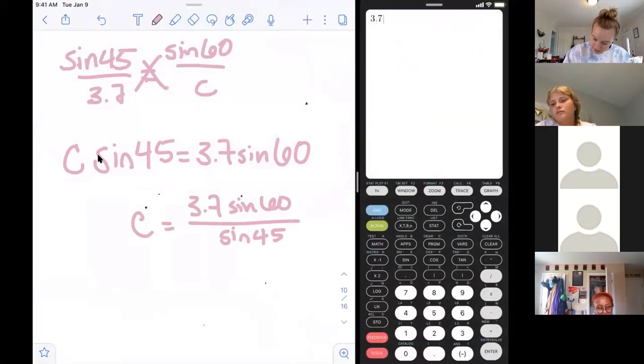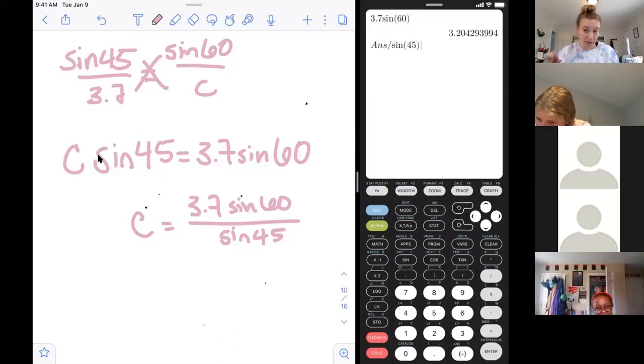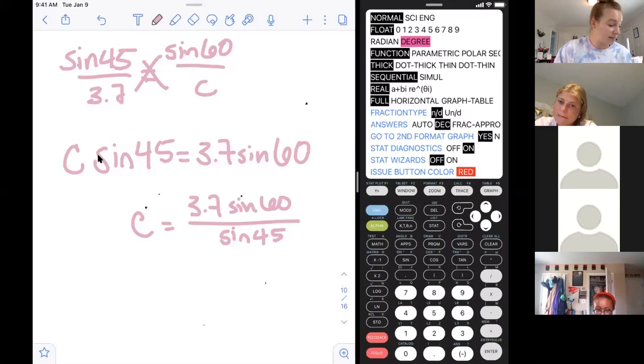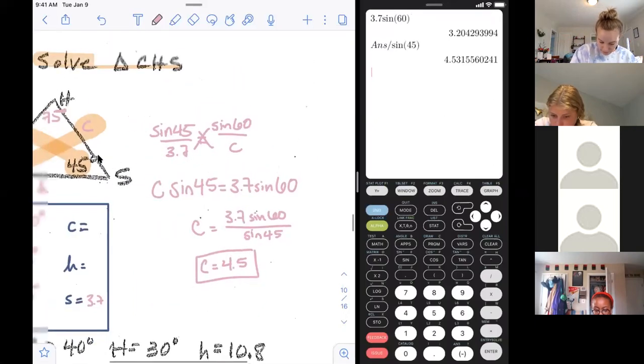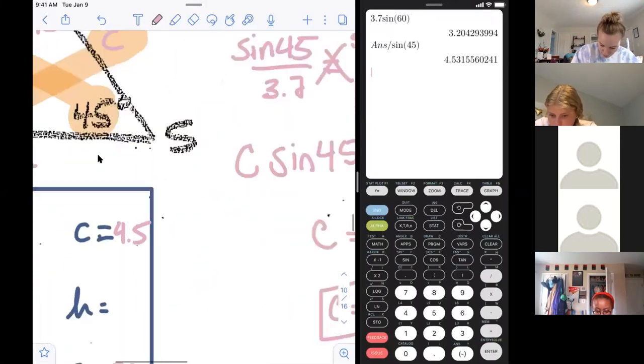So 3.7 sine 60 divided by sine 45. Now, I know I'm in degrees because I did this problem literally an hour ago. But if you are just now looking at your calculator, make sure your mode is in degrees and not radians, because all of these are going to be in degrees. All right, so 3.7 sine 60 divided by sine 45 is 4.5. I'm just matching the decimal that was given to me. So since they gave me 3.7, I'm just going to go one place after the decimal too. So I'm going to fill this in. I'm going to put little c is 4.5.